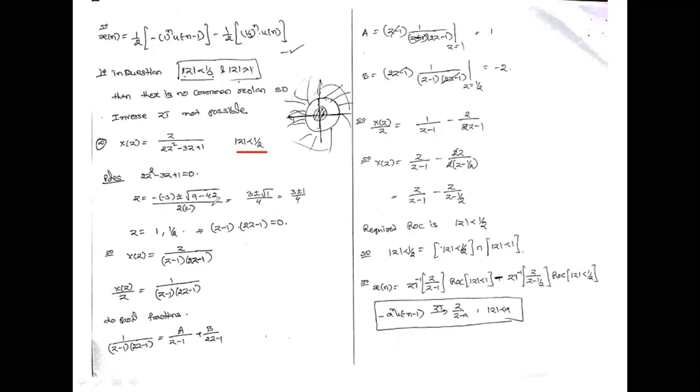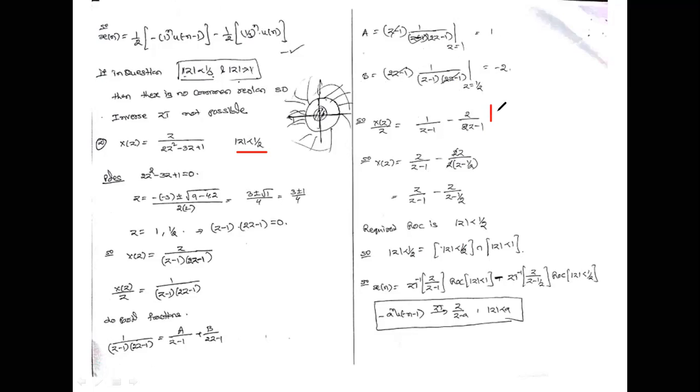For 2z² - 3z + 1, by using the formula (-b ± √(b² - 4ac)) / 2a, or directly, you can find the roots. X(z)/z = 1 / ((z - 1)(2z - 1)) = A/(z - 1) + B/(2z - 1). Find the A and B values by comparing, or otherwise you can use A = (z - 1)·X(z)/z, substituting z = 1. Similarly, to find B, multiply (2z - 1) with X(z)/z and substitute z = 1/2.